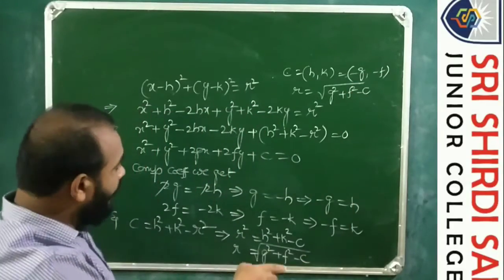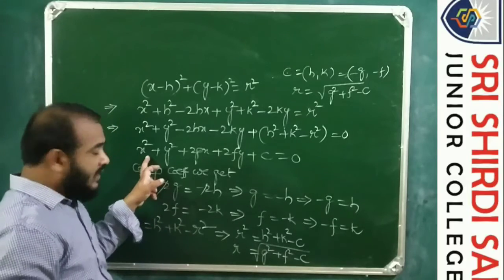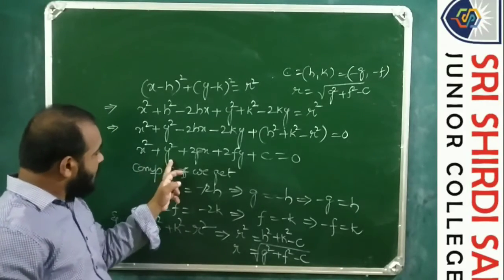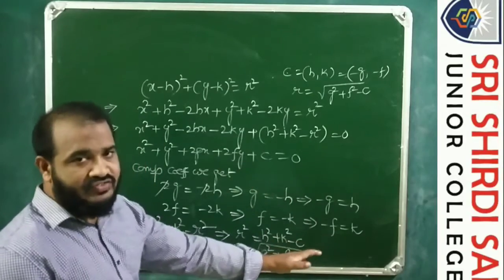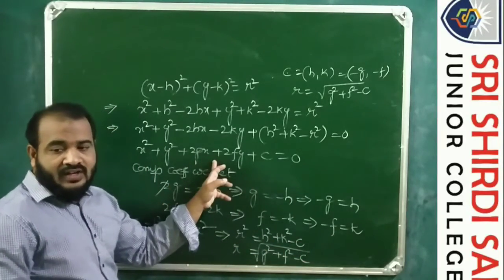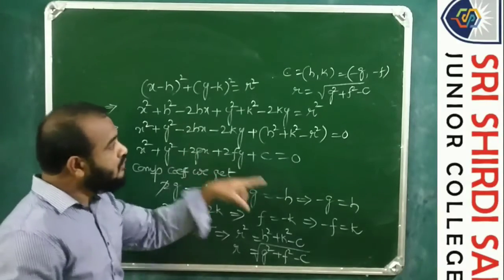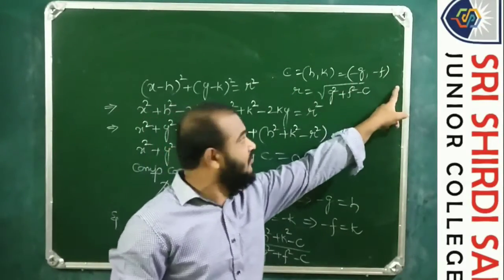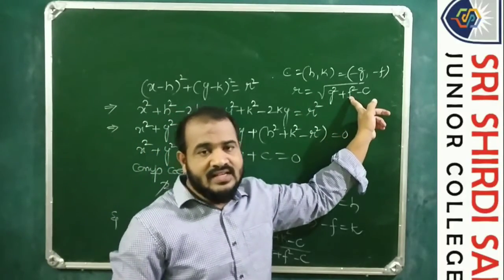Therefore we conclude that the equation x square plus y square plus 2gx plus 2fy plus c is equal to 0 also represents the equation of a circle, and this circle is said to be the general form of a circle whose center is minus g comma minus f and radius r is equal to the square root of g square plus f square minus c.